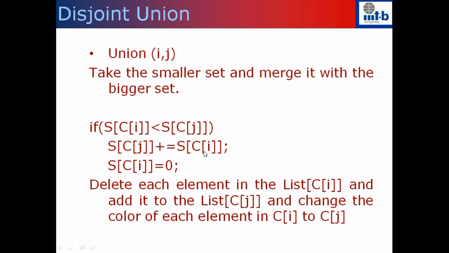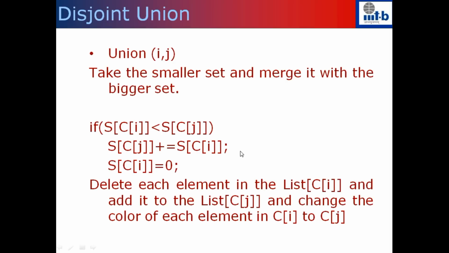So what you do is delete all the elements in the list of C of i and add them to the list of C of j, and change every element whose color is C of i. How do you get every element whose color is C of i? The list of C of i will give you that, right? Delete every element from C of i, add it to the list of C of j, and change the color of each element from C of i to C of j.